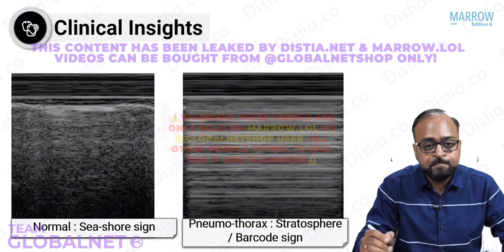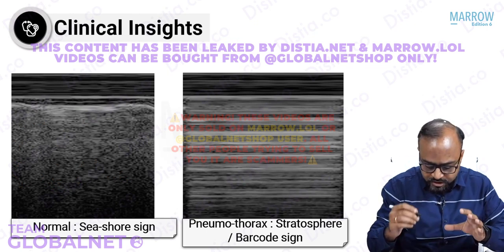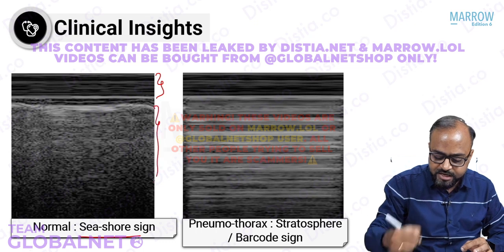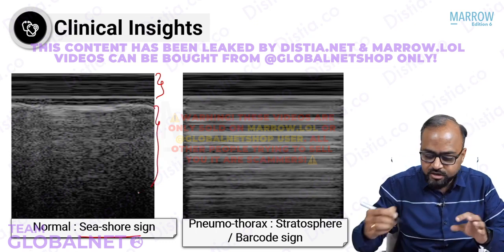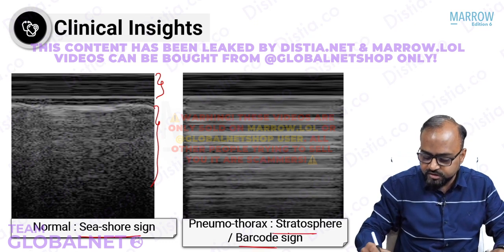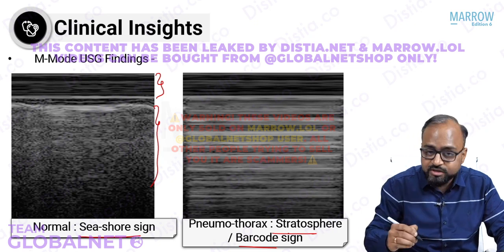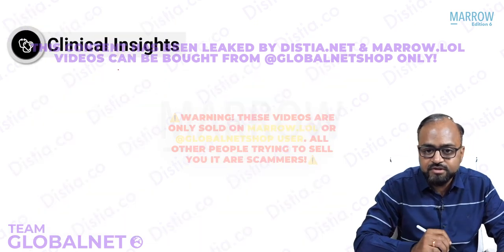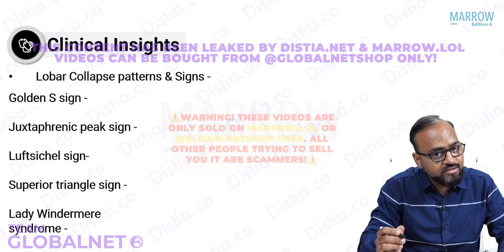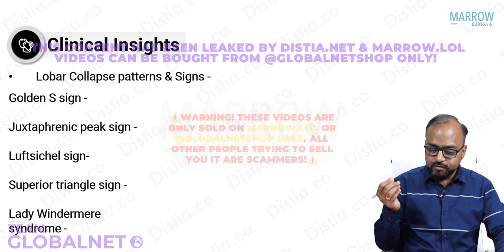Very, very important condition. In pneumothorax, we have also seen peculiar appearances. It is the seashore sign, waves and sand seen in normal cases. And then we have seen this striped appearance, which is called the stratosphere sign or barcode sign. So these are M-mode ultrasound findings, right? And we have seen various lobar collapse patterns and signs. Can we match them up quickly? These are a few signs that we have already seen.